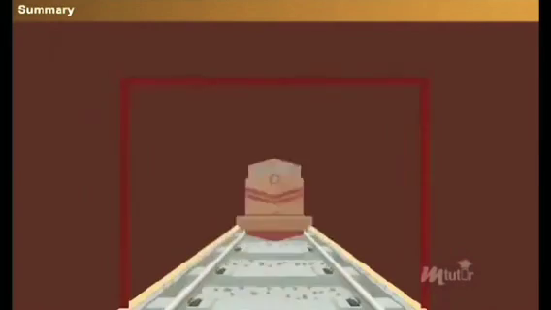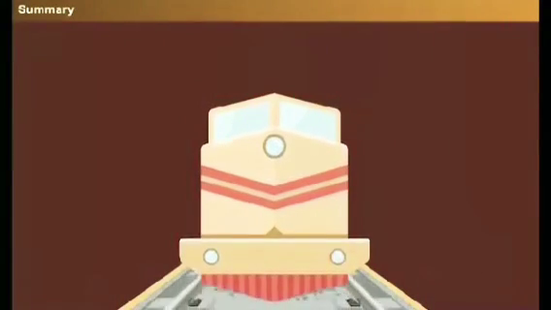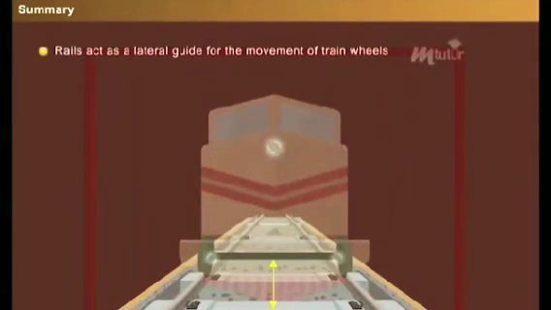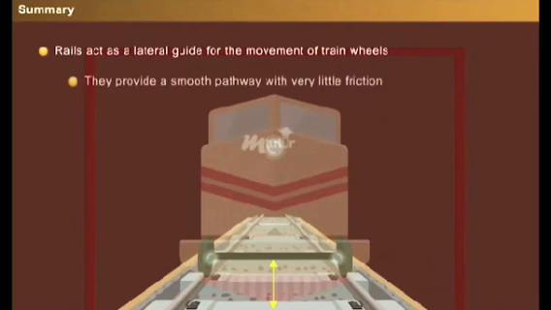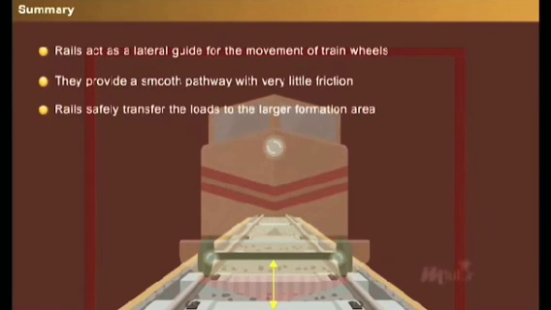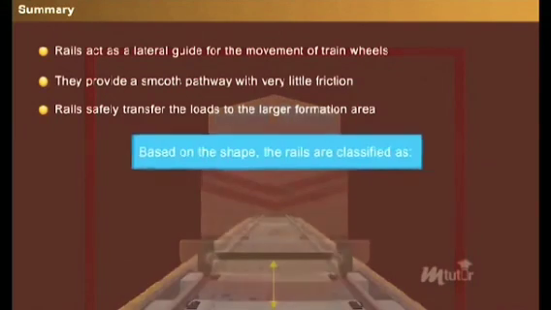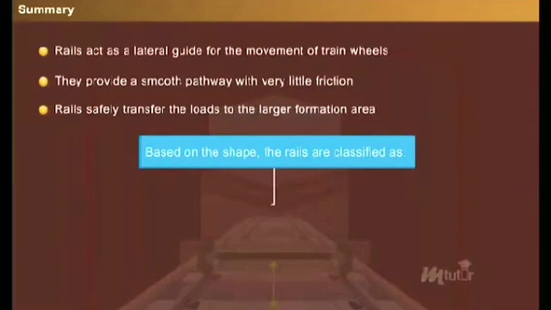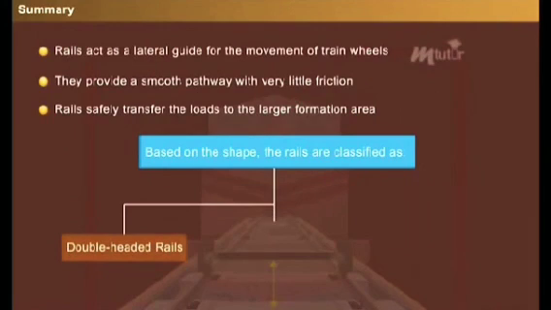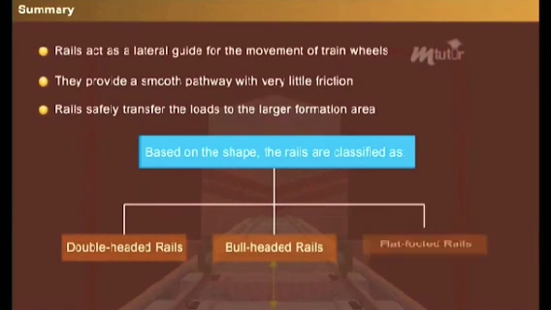Summary: Rails are the components of a railway track, which provide a clear cover between the wheelbase and the sleeper ballast layer by uplifting the train from the ground level. Rails act as a lateral guide for the movement of train wheels. They provide a smooth pathway with very little friction. Rails safely transfer the loads to the larger formation area. Based on the shape, the rails are classified as double-headed rails, bull-headed rails, and flat-footed rails.